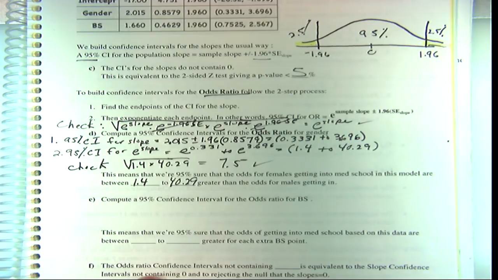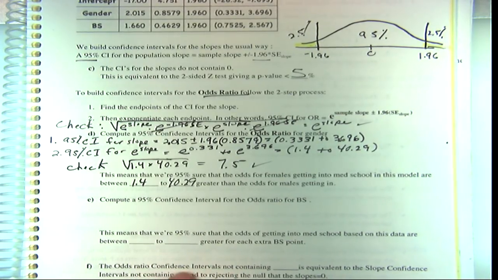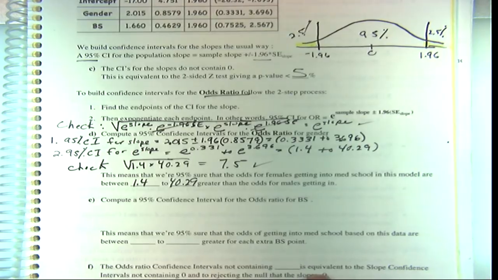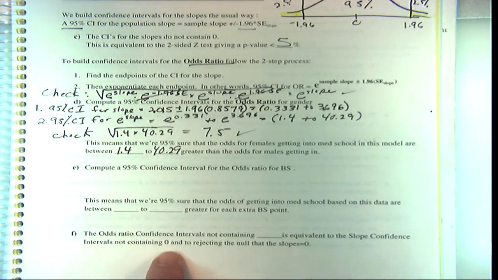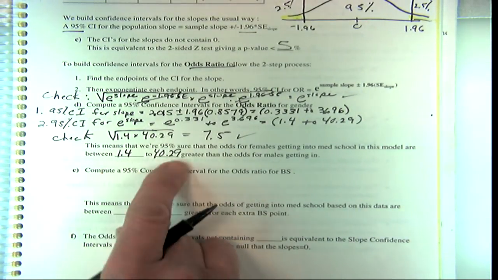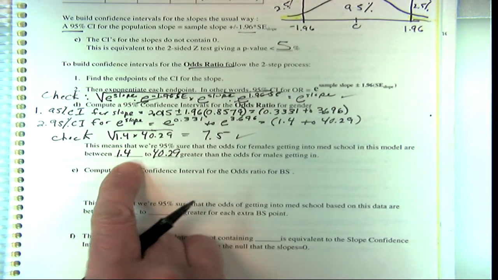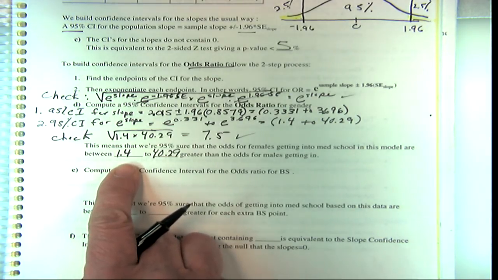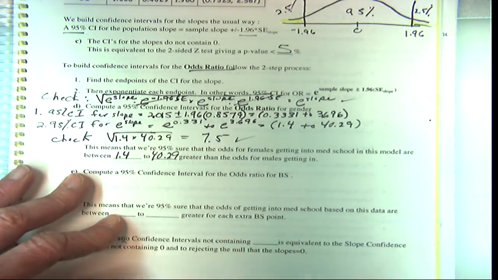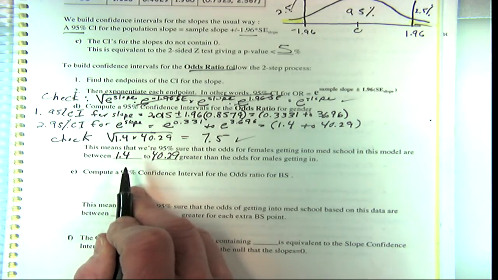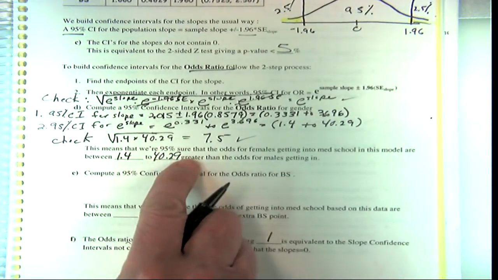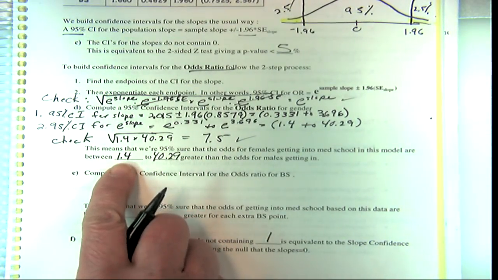But look, skip down to this one. An odds ratio confidence interval not containing 1 is equivalent to the slope confidence interval not containing zero. See, our slope didn't contain zero, right? So that means that when you do the odds, it's not going to contain 1. When the slope doesn't contain zero, it means they're favoring female. So in terms of odds, the female's odds are going to be greater than 1.